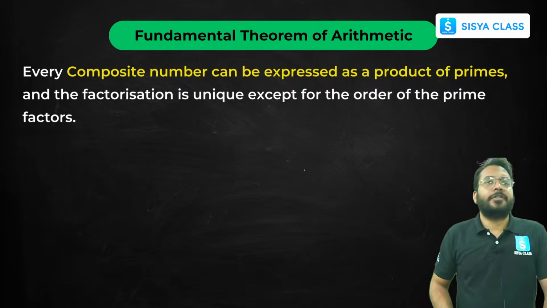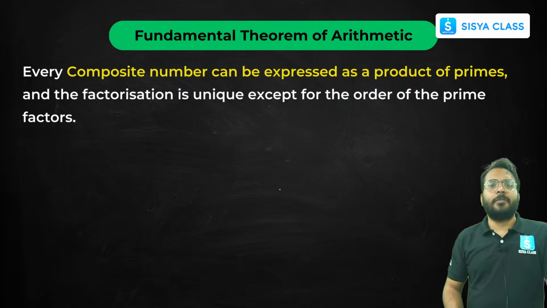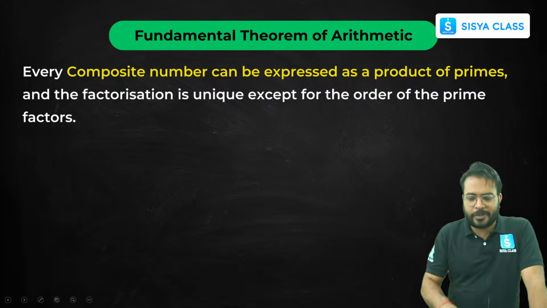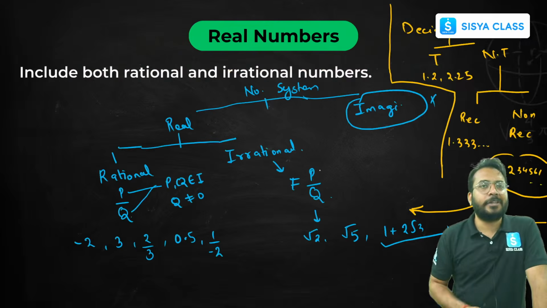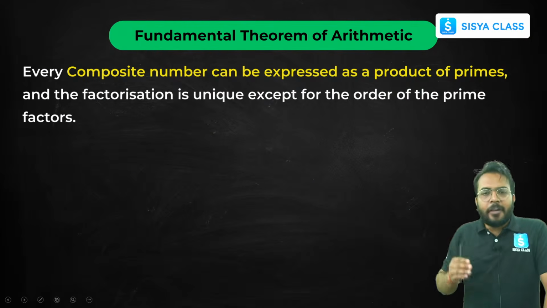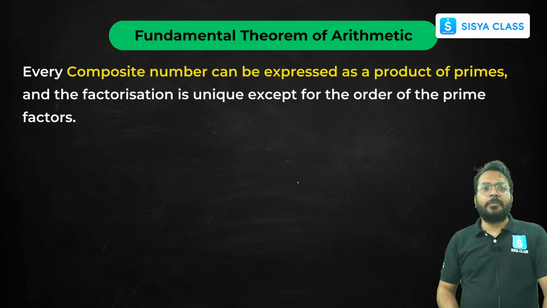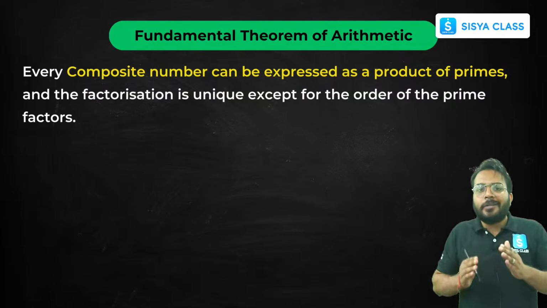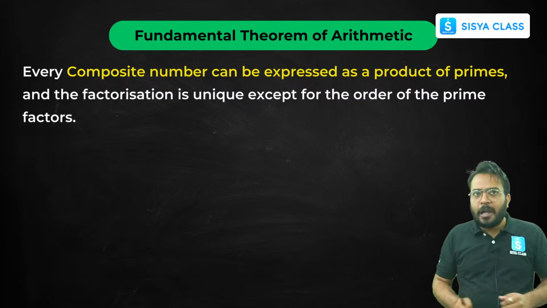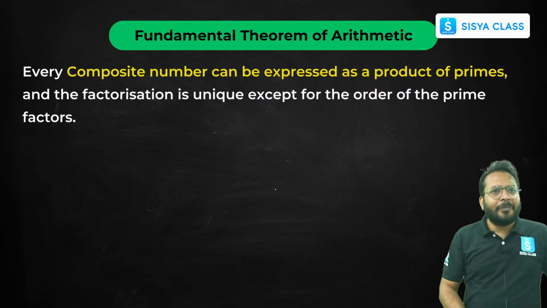Now the next is the fundamental theorem of arithmetic. What does this theorem say? This theorem says that any composite number can be written as a product of prime numbers. And what about prime numbers? They can't be written.